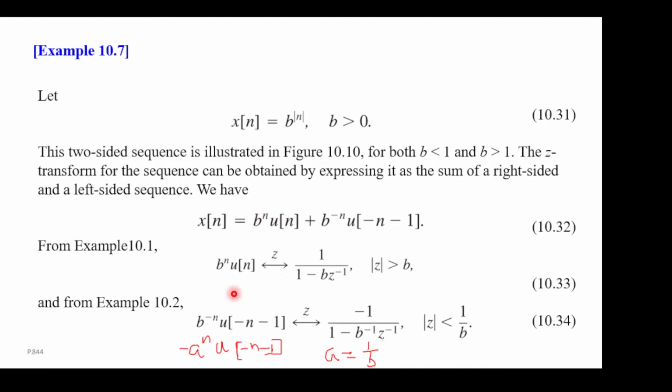The first one we know the transform of very nicely because we've done it in the first example. It's 1 over 1 minus b z to the minus 1, and our ROC is absolute value of z bigger than b. For the second one, we compare it to minus a to the n u[minus n minus 1]. You see this is still very similar. You just get an extra negative sign compared to our example 10.2.